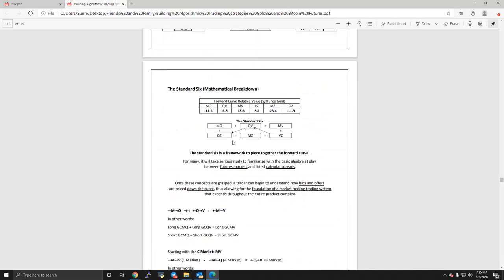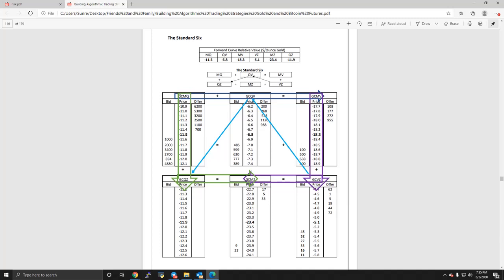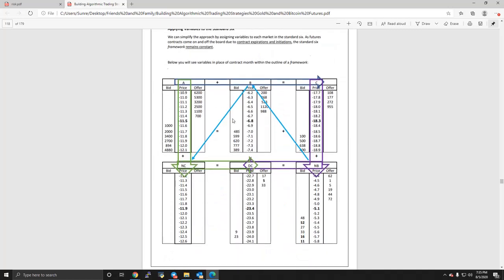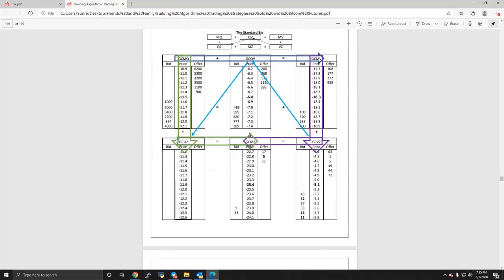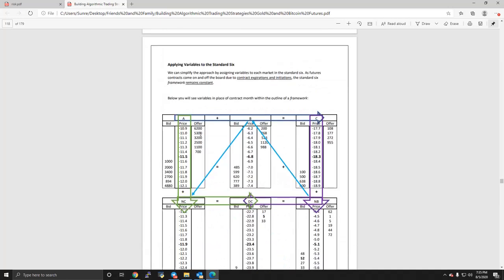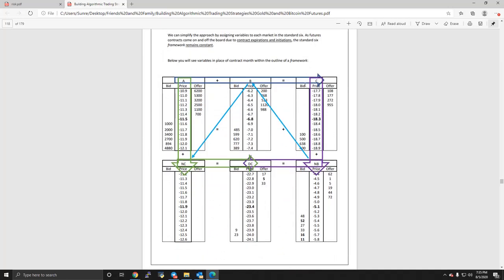I'll scroll back up to show, so here you see GCMQ. Well, we've just labeled that the A market when we apply a variable to it. GCQV, we have just applied the variable B market to this, MV, because this is the C market, this is the double C market, this is the new C market, this is the new B market. So as you see here, excuse me, this is the new B market, this is the new C market. And I'll just scroll down real quick, and you can re-look at the variables briefly.